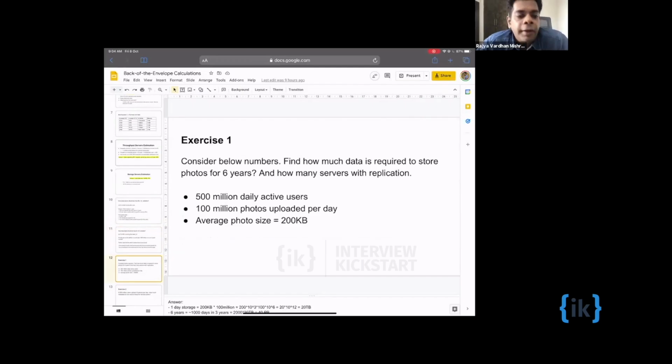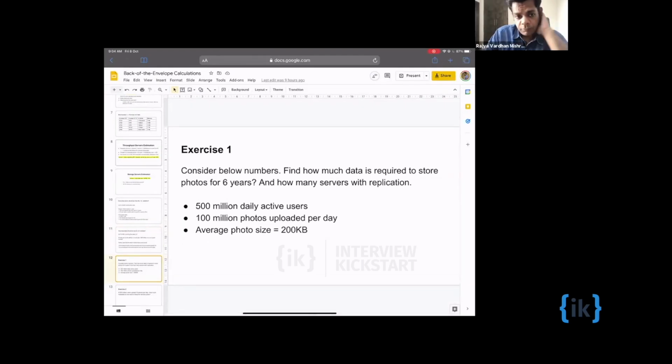Okay, so let's go to the exercise now. So let's consider the below numbers. We have 500 million daily active users, 100 million photos being uploaded per day, and average photo size is 200 KB. So let's say you are designing an Instagram-like application, and these are the numbers you have come up with after a discussion with the interviewer.